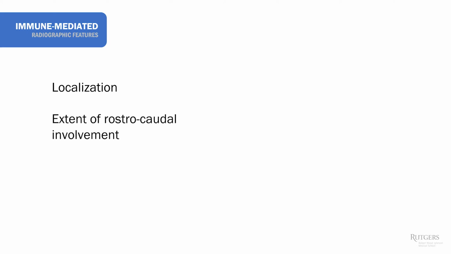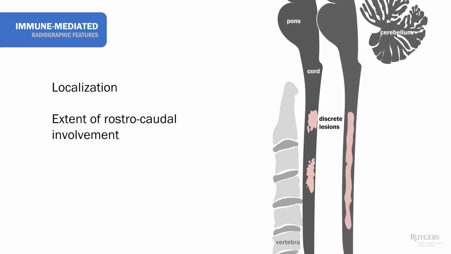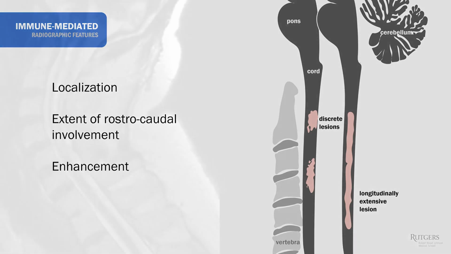The extent of the lesion is also important. We're talking about short segment or discrete lesions, less than one vertebral segment, and comparing those to longitudinally extensive lesions involving at least 3 or more vertebral segments. Finally, enhancement. Acute inflammation breaks the blood-cord barrier and allows the contrast agent to leak into the inflamed parenchyma. So inflammatory lesions enhance, and enhancement can help you highlight regions of active disease. Let's take a look at some examples.